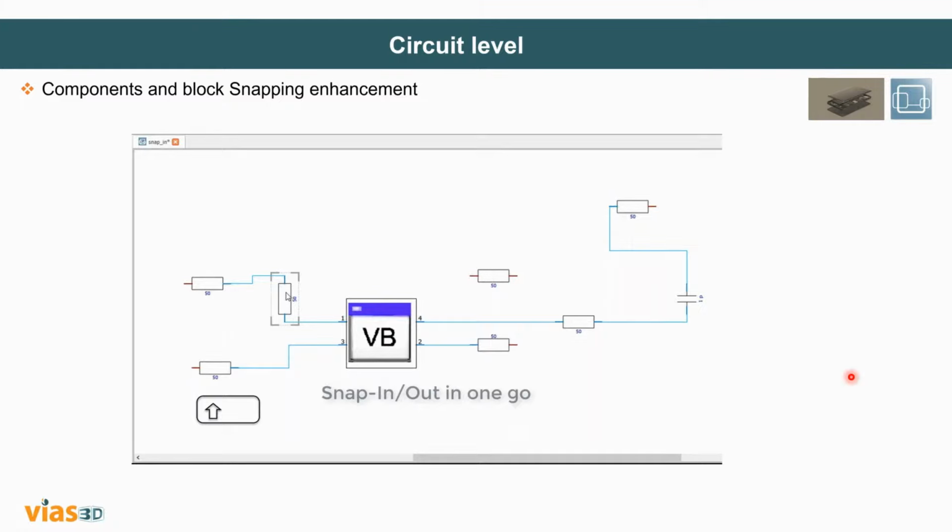Furthermore, these are more on snapping or interactive circuit design. The schematic offers in the 2022 release the possibility to snap components in and out of an existing circuit. You just drag and drop the components or blocks on the nets where you want to insert them, and they will be automatically snapped in or snapped out.